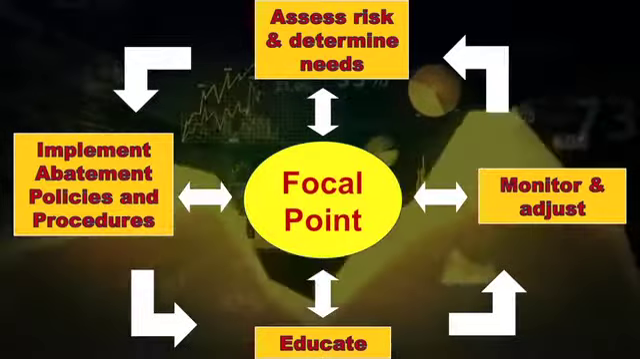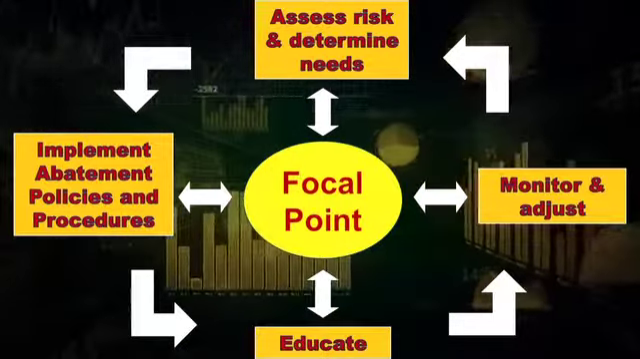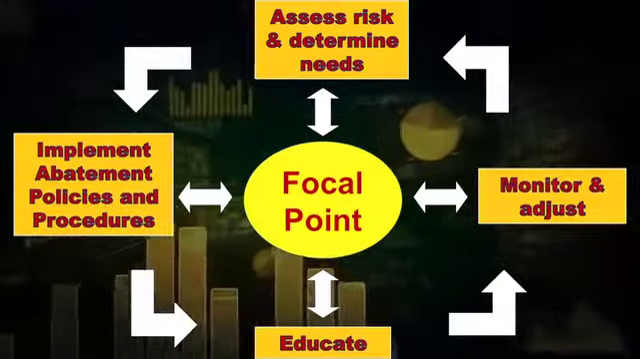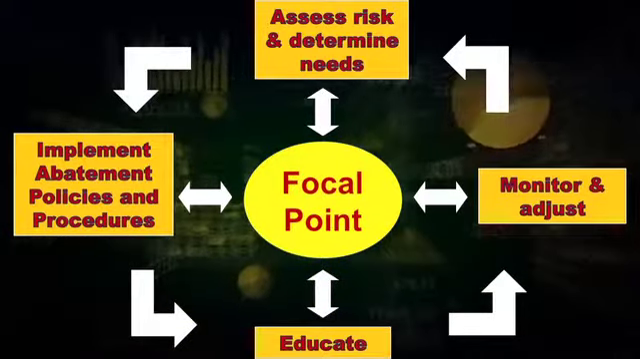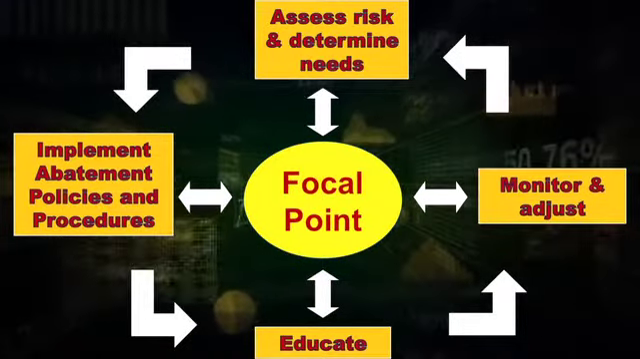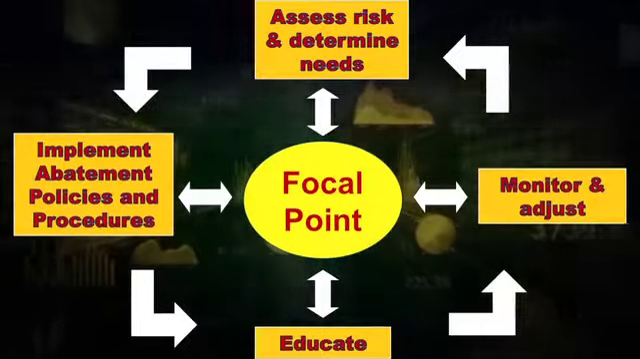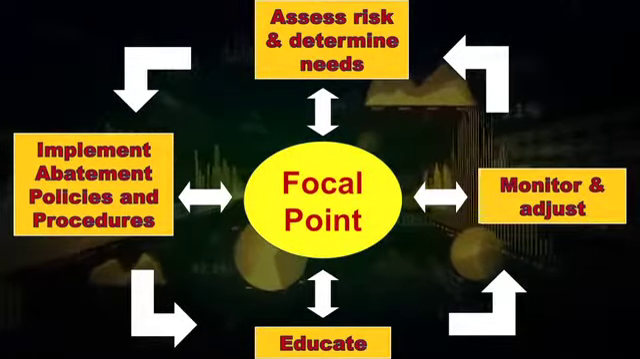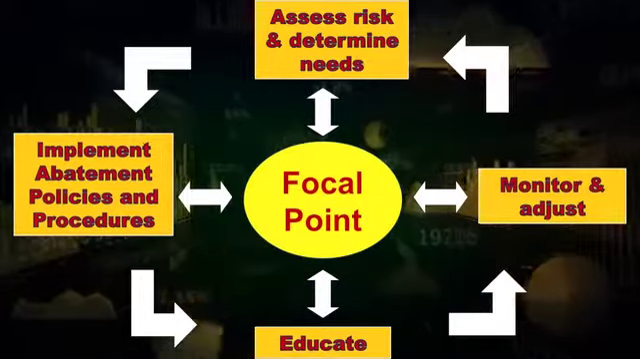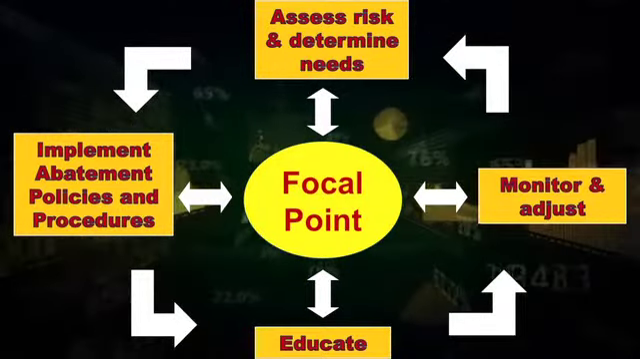Again, the focal point keeps the process moving. Without the focal point, it is found that things fall to the side and stop. So best practices in risk management cycle will rotate around the focal point. The focal point will assess risk and determine needs, monitor and adjust, educate, and implement the abatement policies and procedures.